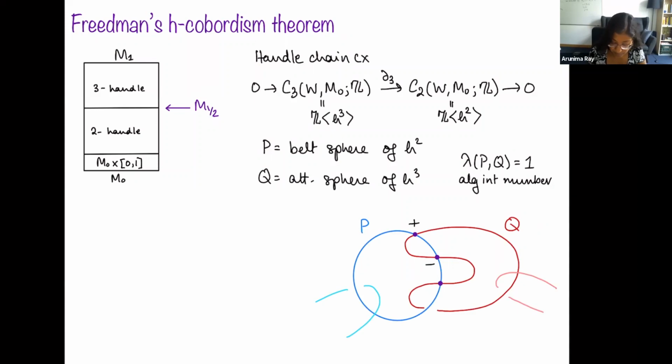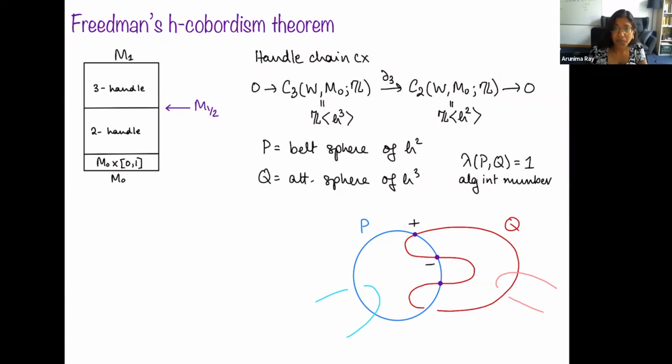So here's my belt sphere coming up, and here's my attaching sphere in red. And the intersections between them, in this picture, I've drawn 3 of them. I'm going to assume there's 3 moving on just for simplicity. There's this extra pair of intersections that's canceling, plus and minus. Okay, I have to choose some orientation just to get a basis for this handle chain complex.